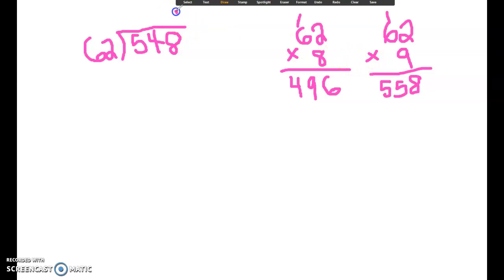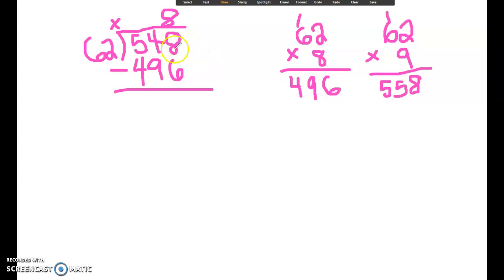8. So I need to put my 8 here on top of my 8 because I didn't use my 5 and my 4, but I used 548. So let's go ahead and multiply. 62 times 8 is? 496. Okay. Now I need to subtract. So let's go ahead and subtract.